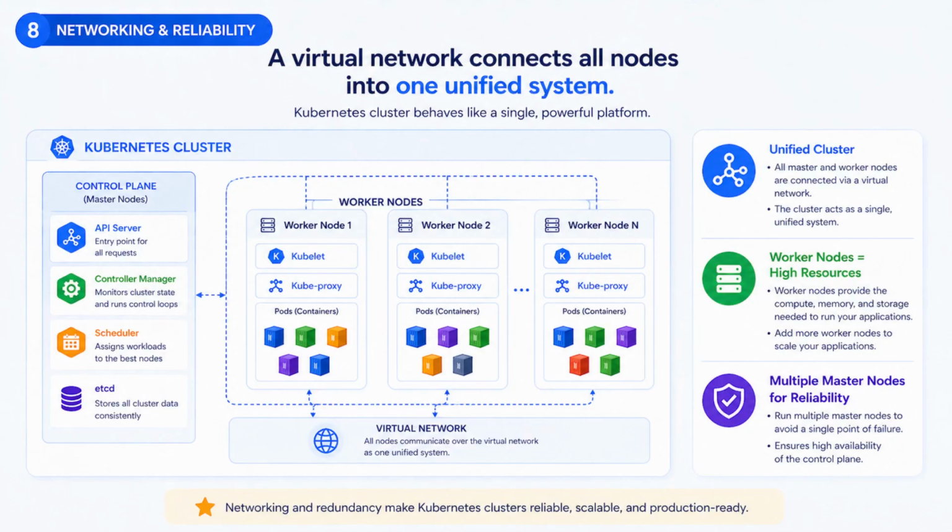All the nodes in a Kubernetes cluster are connected through a virtual network. This network allows them to communicate as if they were part of a single system. In fact, Kubernetes makes multiple machines behave like one powerful machine by combining their resources. Worker nodes usually have more resources because they run applications. Master nodes, on the other hand, are critical for control. That's why in production environments, you often have multiple master nodes. If one fails, others can take over, ensuring the cluster continues to function.